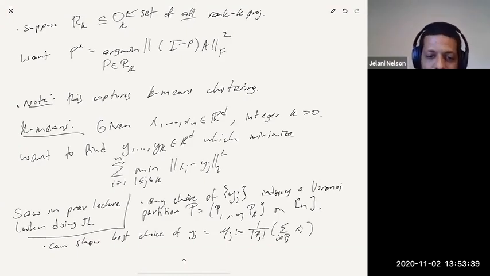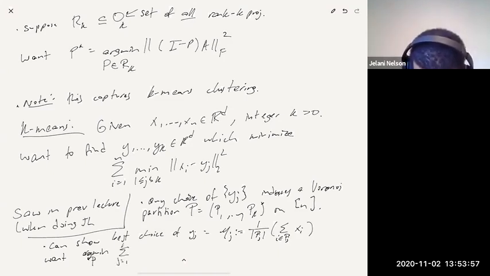It's the mean. Okay. So we want basically the argmin over partitions of the sum j equals 1 to k of the sum over i in Pj of the L2 norm of xi minus mu j, squared.